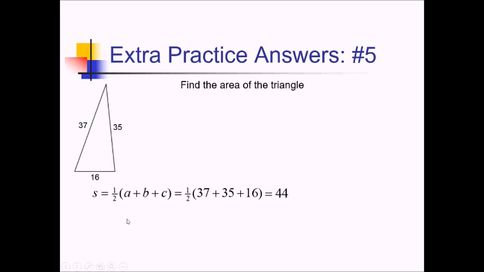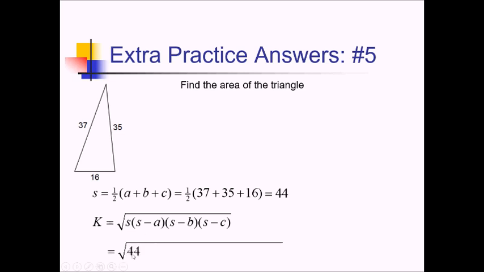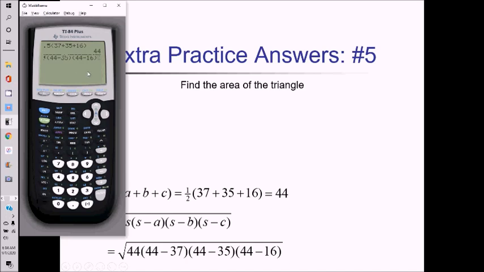So now we have to do the K formula with the square root and the semi-perimeter. So we have the square root of 44, and then I'll do my 44 minus all three sides now. 44 minus 37, 44 minus 35, times 44 minus 16, and definitely use the calculator for the rest of that. Entering that off camera and just doing it all at once here and pressing enter, we get 278.6.